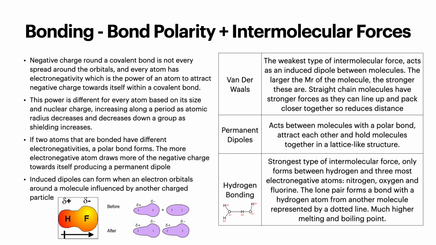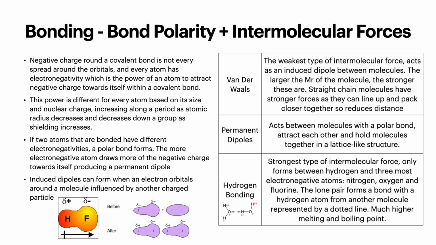Then we have bond polarity and intermolecular forces. So the negative charge around a covalent bond is not easily spread around the orbitals, and every atom has electronegativity, which is the power of an atom to attract negative charge towards itself within a covalent bond. This power is different for every atom based on its size and nuclear charge, increasing along a period as atomic radius decreases, and decreasing down a group as shielding increases.